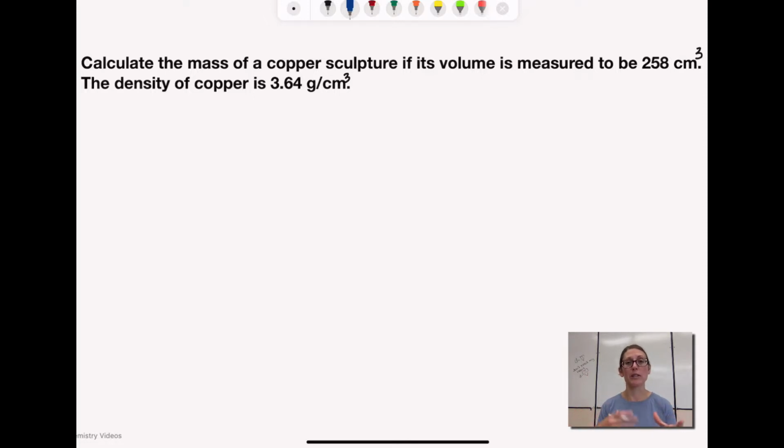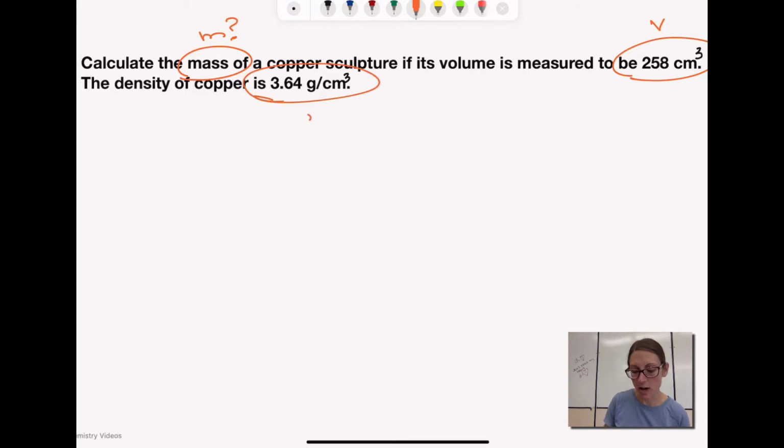With that equation, density is mass over volume, you can solve for any of those variables as long as you know the other 2. So in this problem, you're going to calculate the mass. And so the mass is our question. And you know its volume is measured to be 258 cubic centimeters, so there's your volume. And the density was 3.64 grams per cubic centimeter.